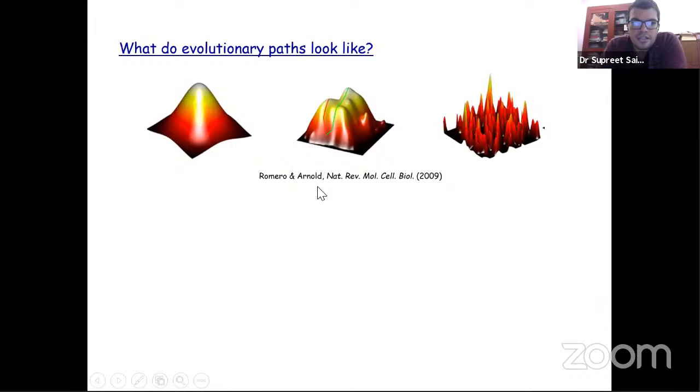This is Frances Arnold's images from Frances Arnold's paper, who got the Nobel Prize a few years back. This is a review that she wrote in 2009. So if the genotype-phenotype relationship is of a certain kind, then we have a very smooth mountain. Now this has evolutionary implications, because what this means is that if your starting population was at the left end of this graph, it will pick up mutations and climb the top and will reach the top of the mountain.